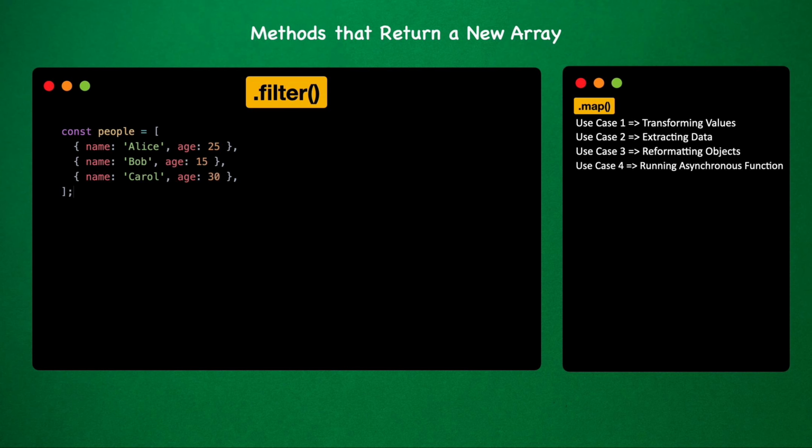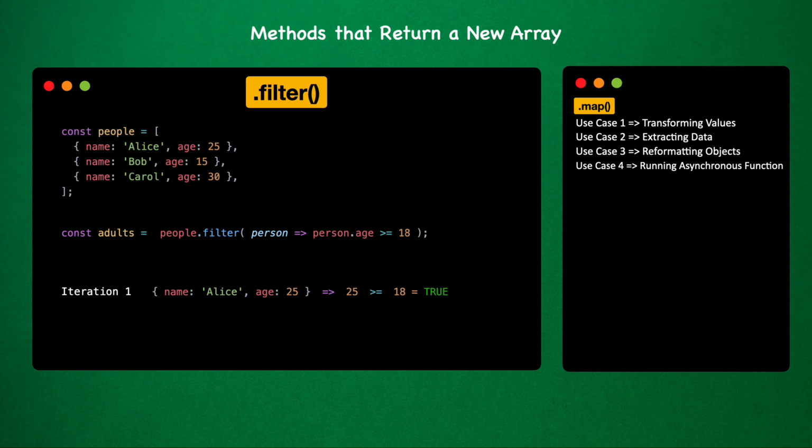Here we have an array called people, which is a list of objects where each object represents a person with a name and an age. We want to create a new array called adults that only includes the people who are 18 years old or older. On the first iteration, filter examines the first person, Alice, who is 25 years old. The filter function applies a test, checking if Alice's age is 18 or above. Since she is 25, she passes the test and is included in the new adults array.